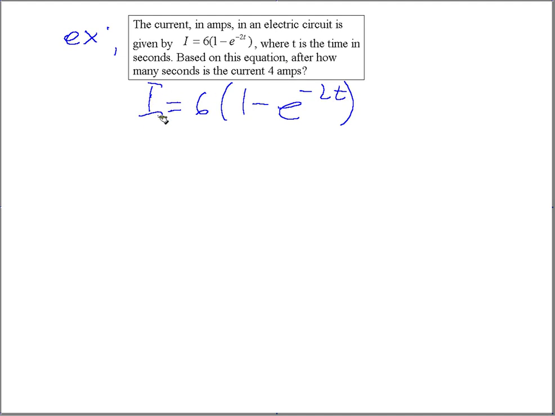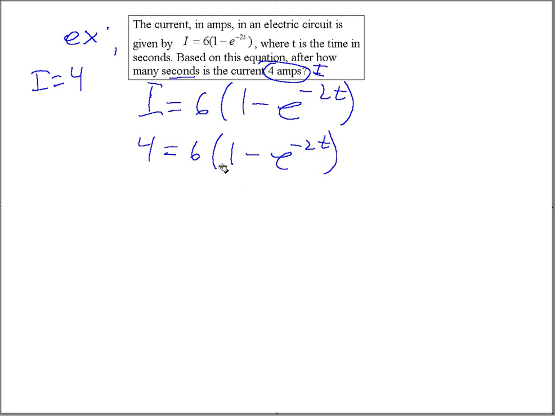Now, I is the amperage, the amps. So what's my I here? That's going to be 4 amps. So I is equal to 4 in this problem, and we plug it in for the I. We're solving for t because it says, based on this equation, after how many seconds the current is going to be 4 amps. So 4 equals 6 times the quantity 1 minus e to the negative 2t.